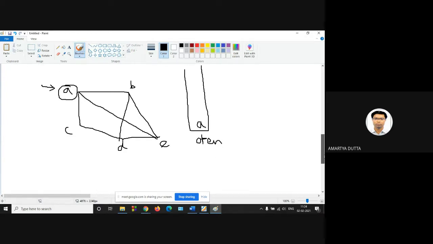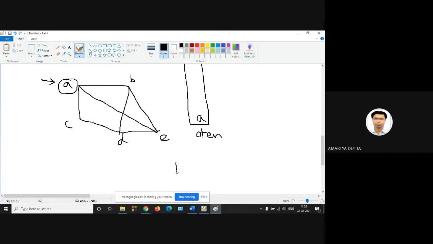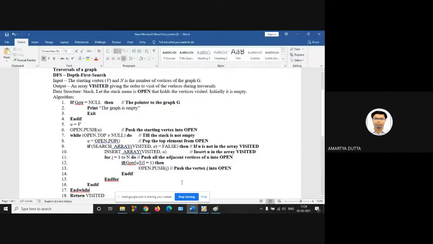Open stack. And this is the visited array. So A is not in the visited array. So first V is copied in U and then push the U.